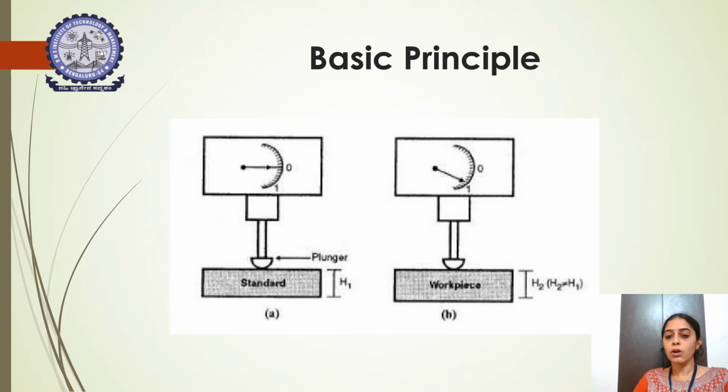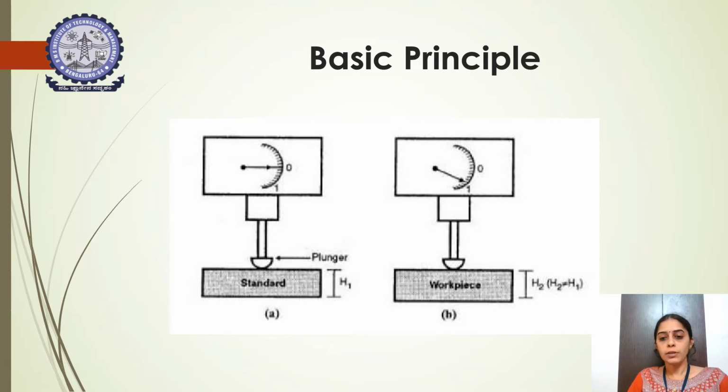The plunger moves on. While moving, if you find any deviation in the dial indicator, then it shows that there is some difference between the standard and the workpiece. That difference will be determined by taking the difference of H2 minus H1. This deviation provides the difference between the standard and the workpiece, and it also helps to check how accurate the given standard is by using a comparator as a precision instrument.